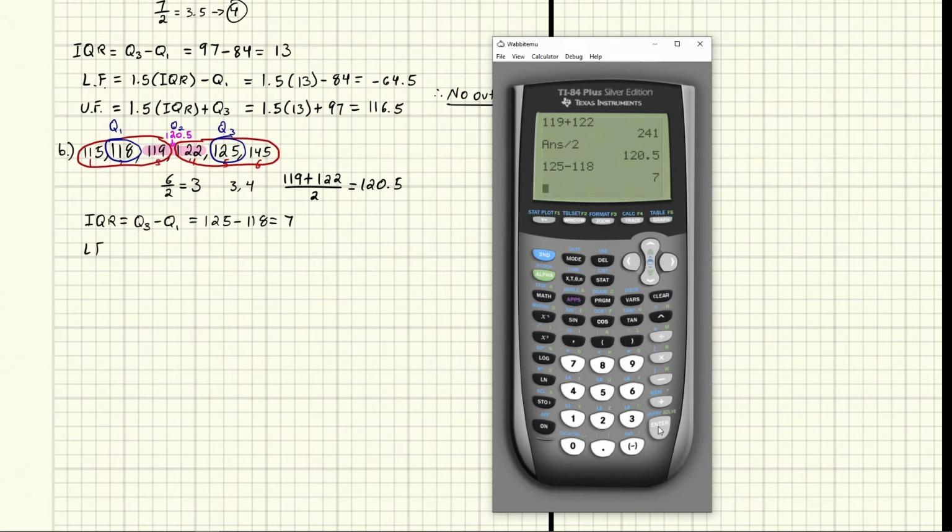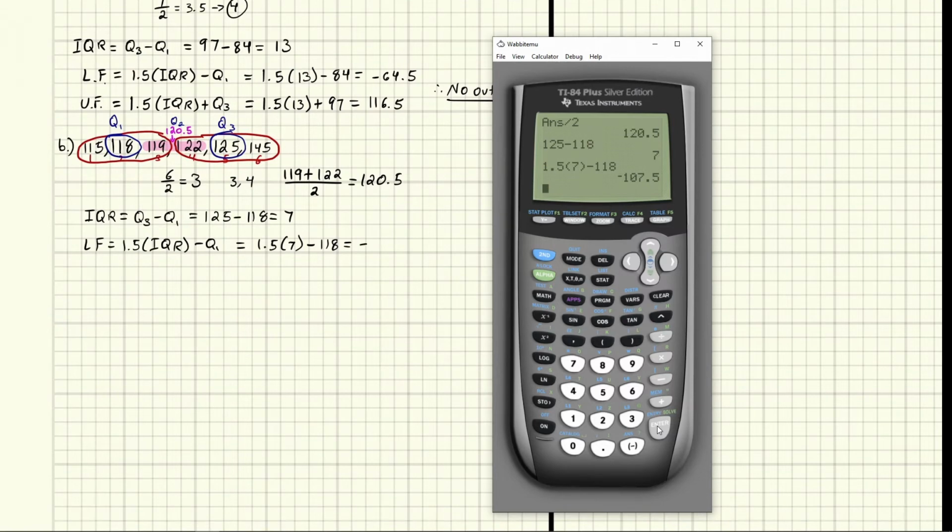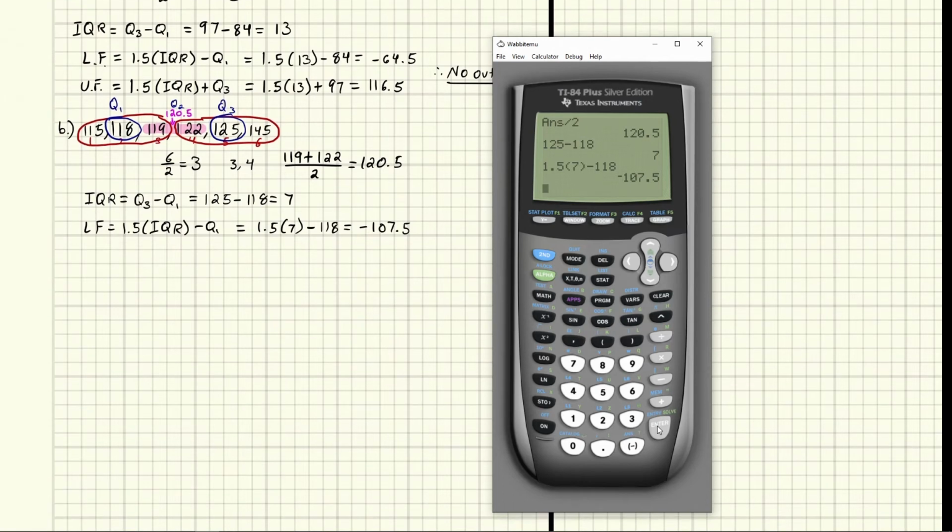Our lower fence is 1.5 times the interquartile range, the middle 50% of our data, minus the first quartile. So this is equal to 1.5 times 7 minus 118. Just looking at this, you can already tell we're going to get a negative value. It's going to be really far away, so we don't need to worry about a lower outlier. So we're not going to have any lower outliers.